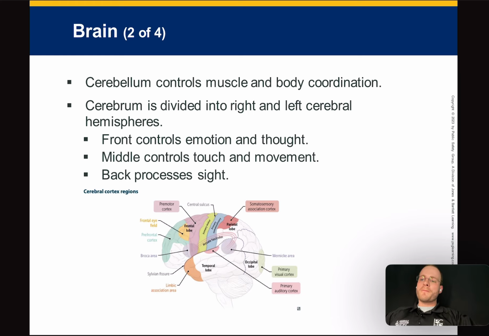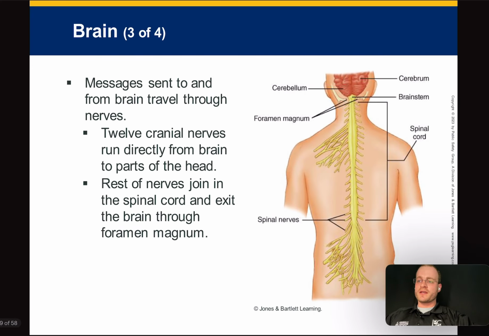Okay. And so the back process is sight. And I always think this is really weird because the eyes are obviously way up front. That means the optic nerve has to travel really far to get back to the primary visual cortex, right? And it's in the back of the brain. Okay. So very easy. Those are the three that I need you to know.